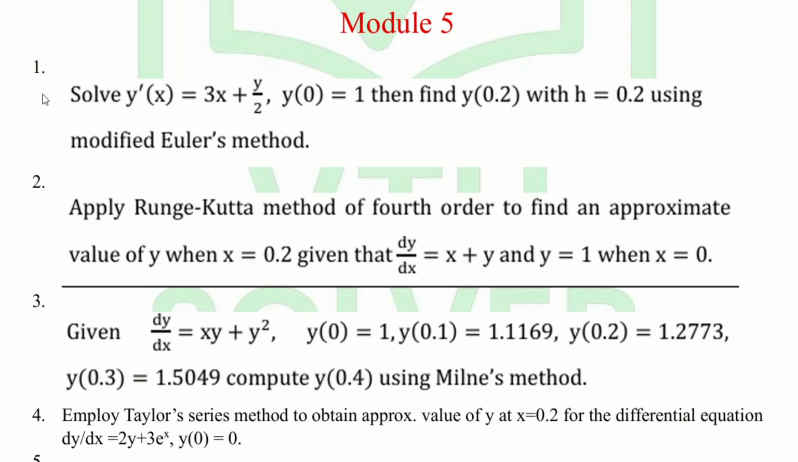In the last module, the first question is solve y'(x) = (3x + y)/2, y(0) = 1, then find y(0.2) with h = 0.2 using the modified Euler's method.